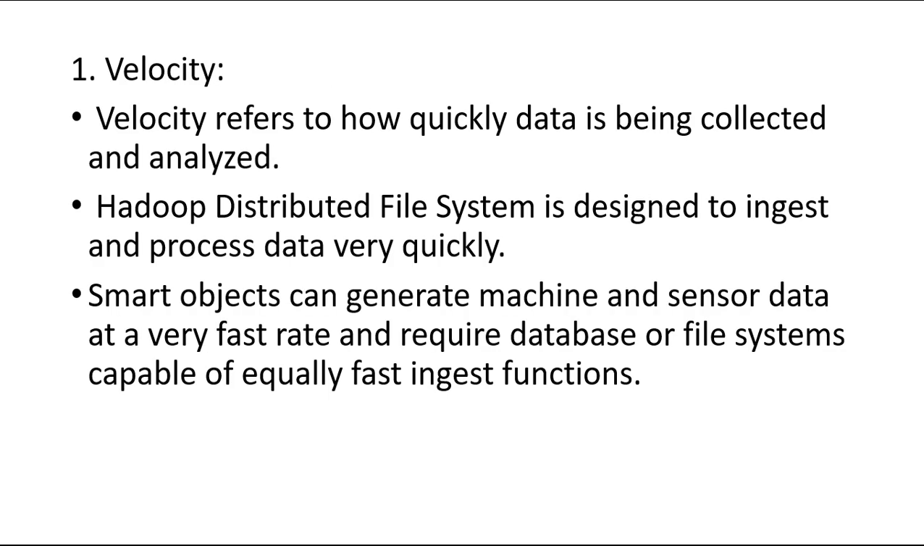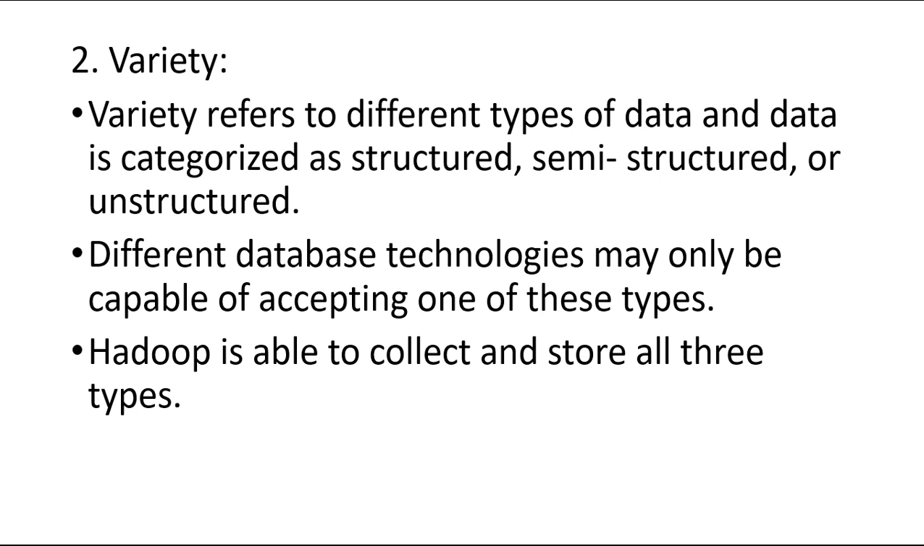There are three main features of big data called the three V's. First one is velocity: how fast the data is coming in. This is a main feature of big data, which specifies how fast the data comes in from sensors. Second one is variety: the different types of data like images, numbers, or videos.